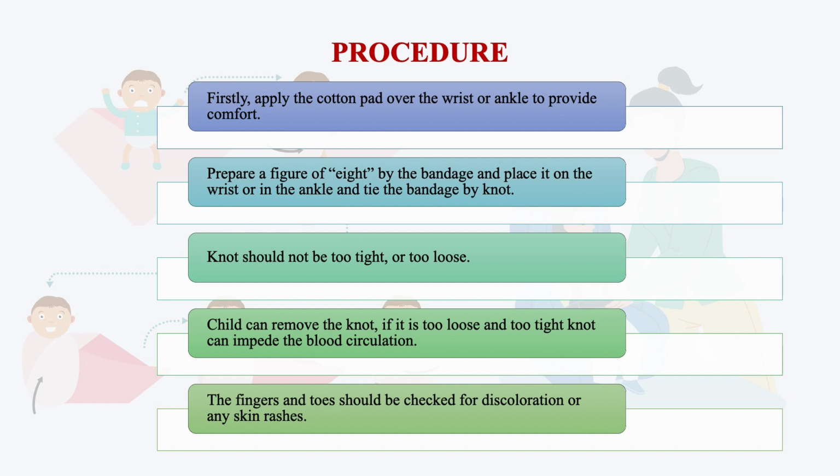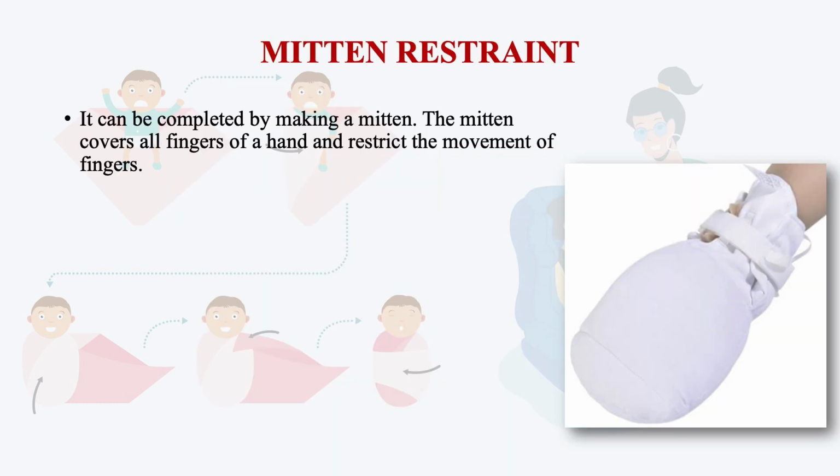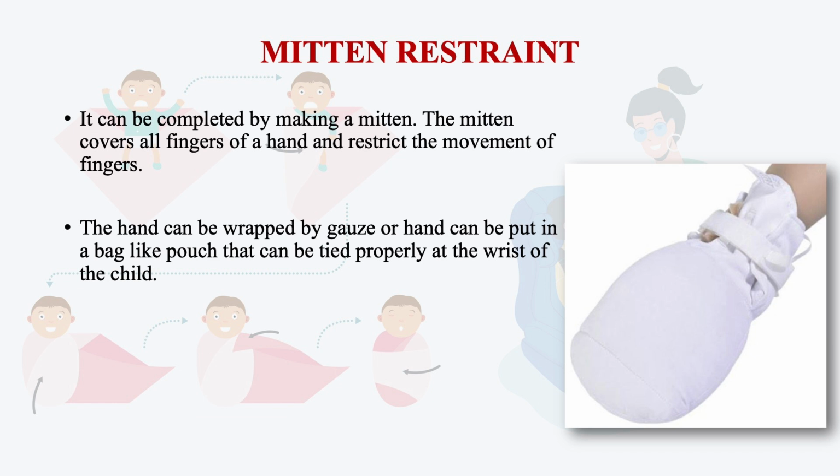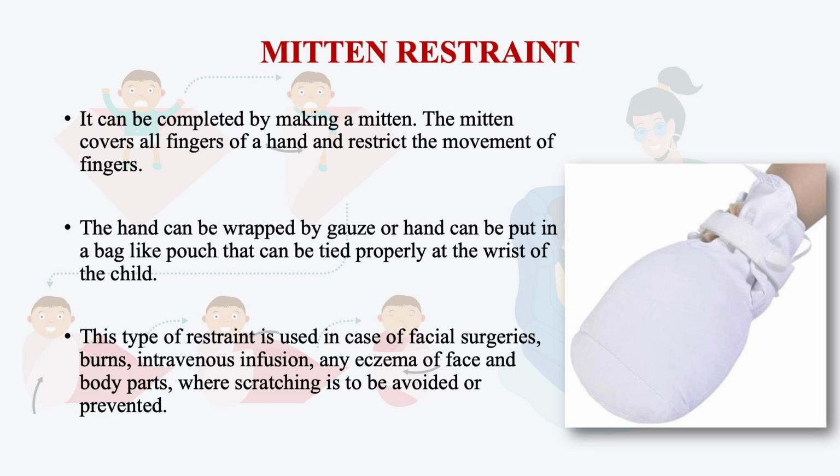The next type of restraint is mitten restraint. It can be completed by making a mitten. The mitten covers all fingers of a hand and restricts the movement of fingers. The hand can be wrapped by gauze, or hand can be put in a bag-like pouch that can be tied properly at the wrist of the child. This type of restraint is used in case of facial surgeries, burns, intravenous infusions, any eczema of face and body parts where scratching is to be avoided or prevented.